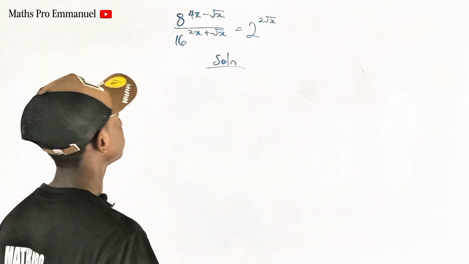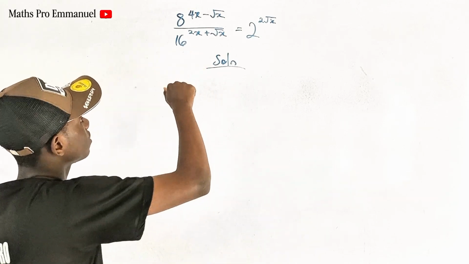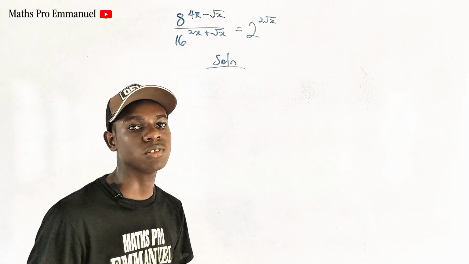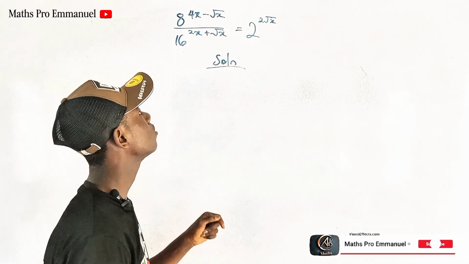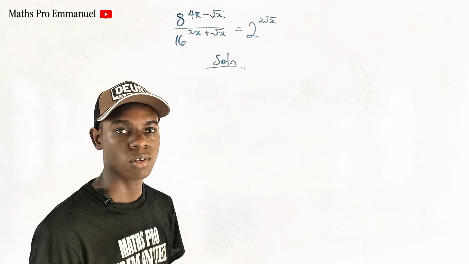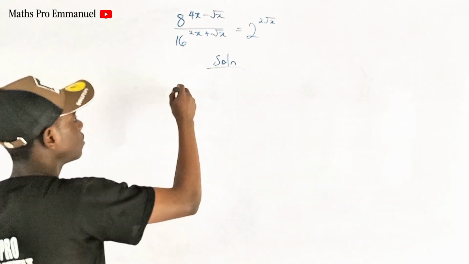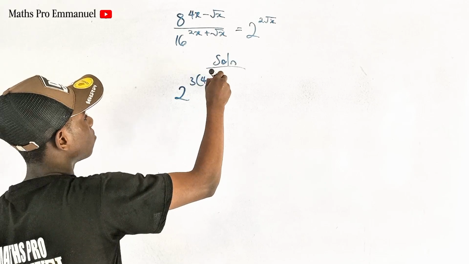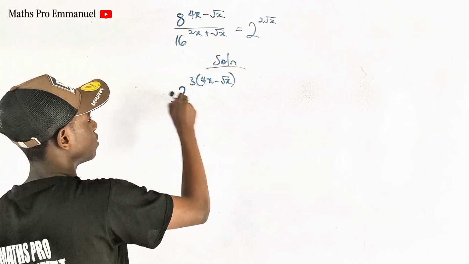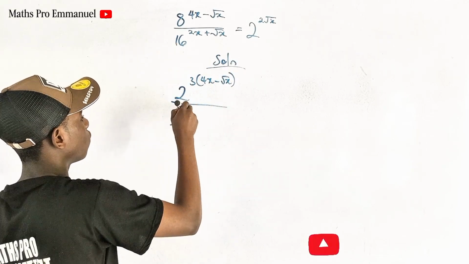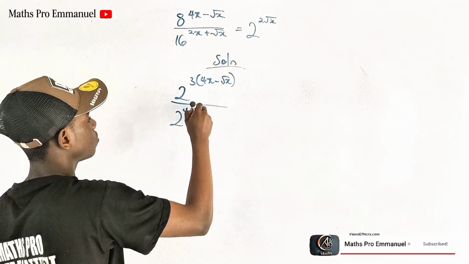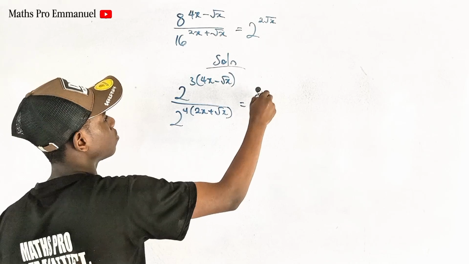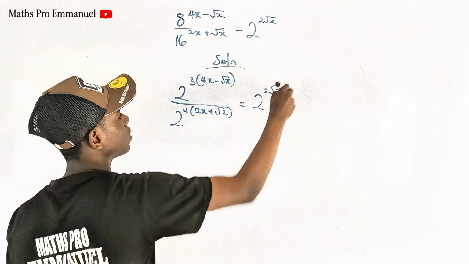So now let's start solving. I'm going to make 8 have a base of 2. That means I'm going to make 8 the same thing as 2 raised to the power of 3, and I'll make 16 the same thing as 2 raised to the power of 4. So here I'll have 2 raised to the power of 3 multiplied by 4x minus root x. Then 16 is 2 raised to the power of 4, multiplied by 2x plus root x. And this is now equal to 2 raised to the power of 2 root x.